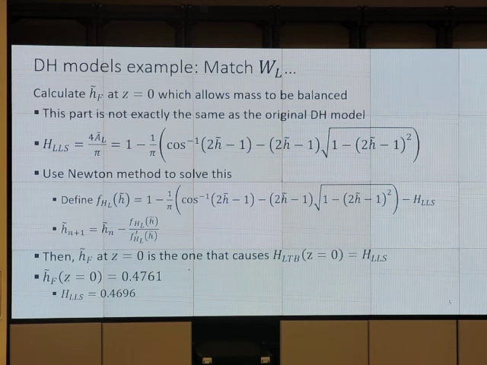Next step. This part is not exactly the same as the original Dukler-Hubbard, but basically it's the same thing. Calculate HLOS. From the HLS, I use the Newton method to solve for H2 law. Why do you need the Newton method? Why is that? Isaac? To go from capital H to small h, why do I need the Newton method?